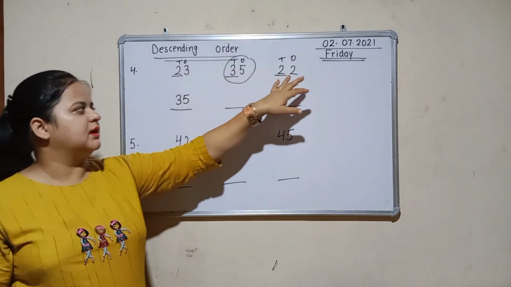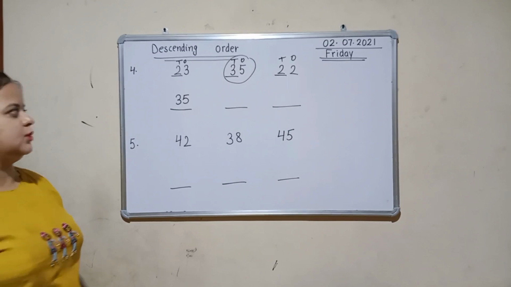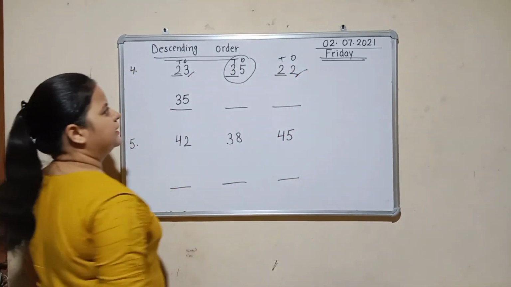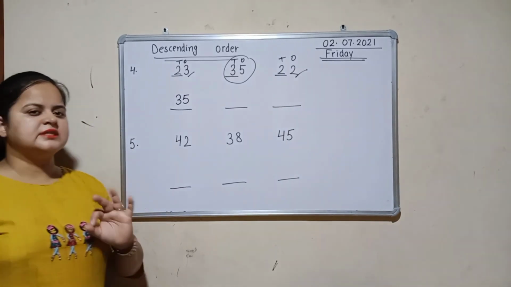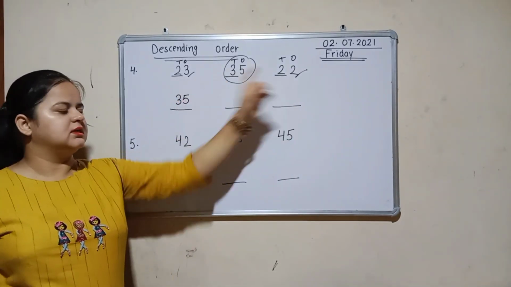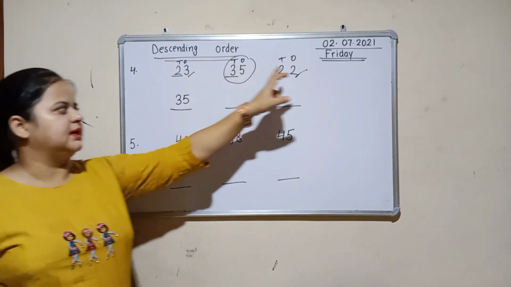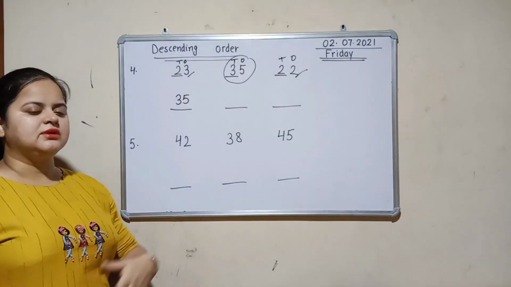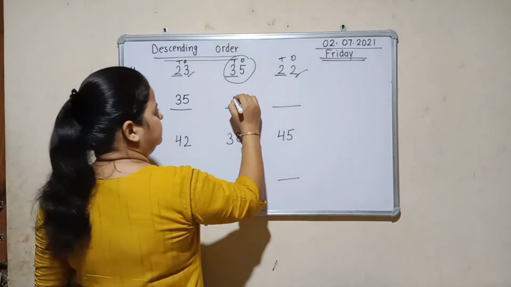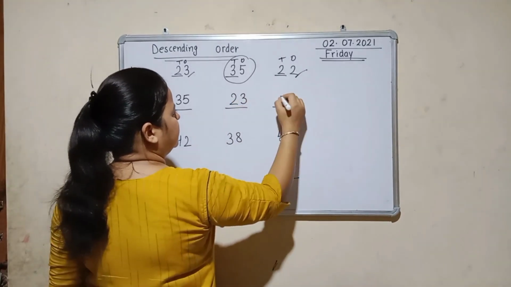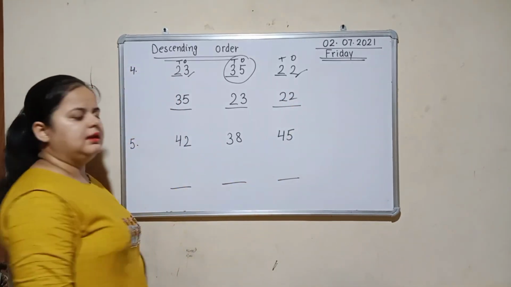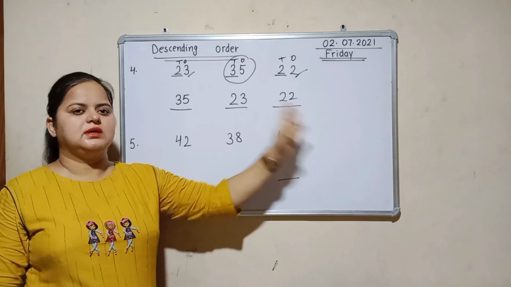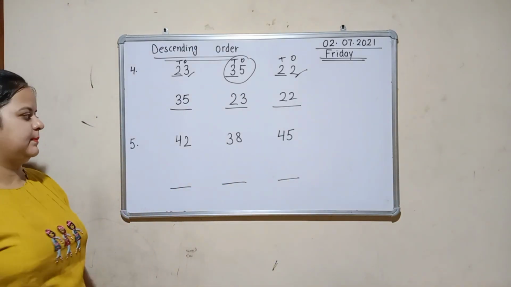Now we have to compare 23 and 22. So 2 and 2 same. So we will see here the ones place digits 3 and 2. 3 is greater than 2. So 23 is the greater number than 22. So we will write 23 here and 22 in the last. 35, 23, 22. This is descending order.